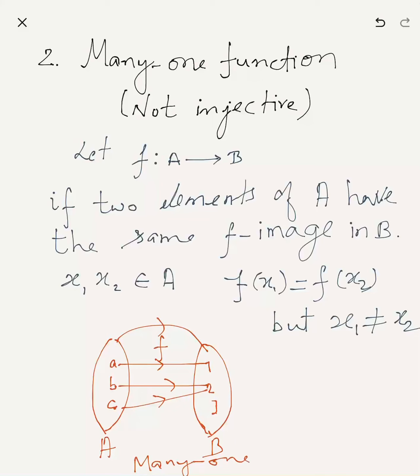Let me give you one more mapping. Suppose this is set A and this is set B. The first element goes here, and the second and third elements go to this. This is also a many-one mapping, even though you don't have any remaining term in B. This will also be a many-one function. Let me explain this with the help of an example.